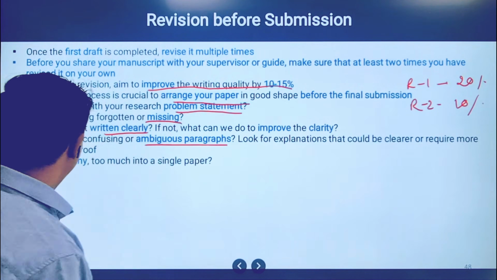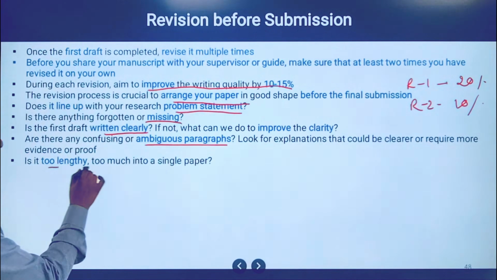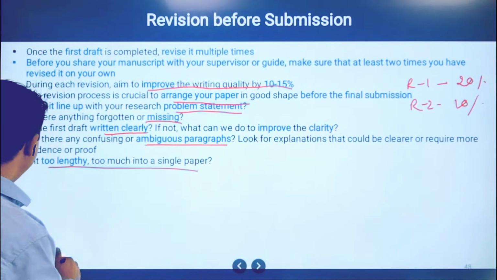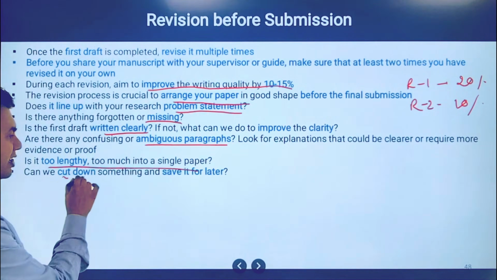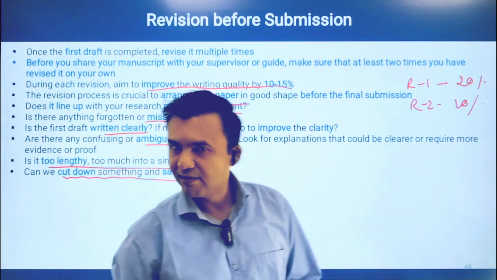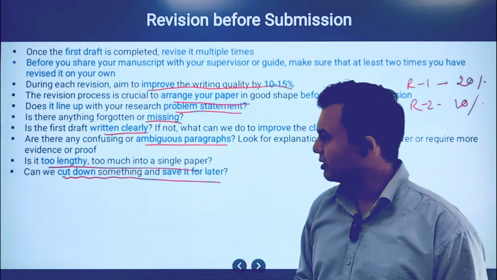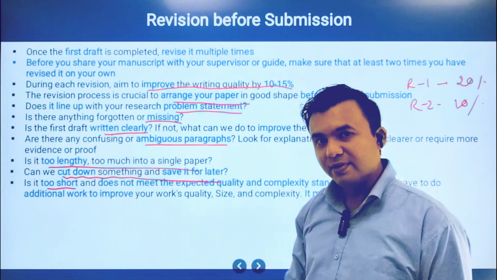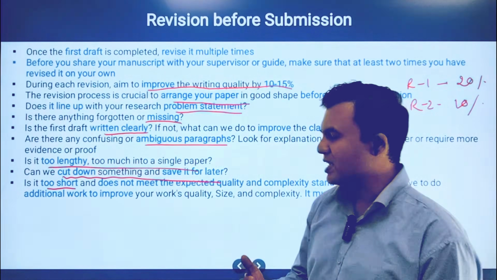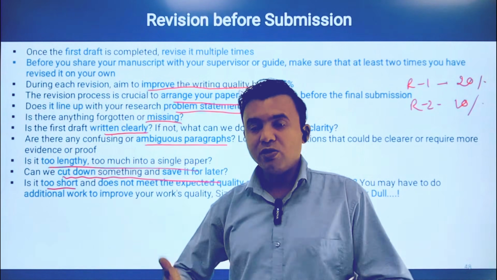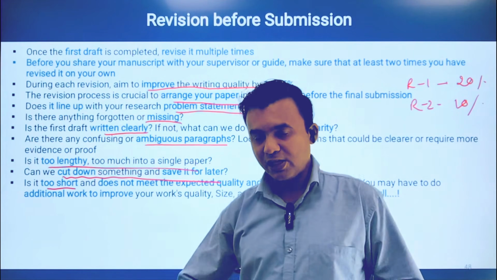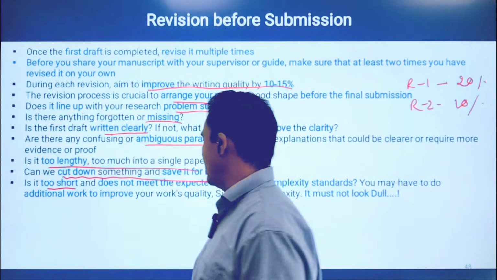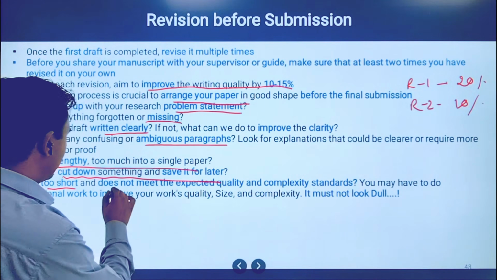Cut them loose. If it is too lengthy, shrink it, make it short. Can we cut down something which is unnecessary? Cut it loose, put it in some other paper, right? If it is too short, or very small in size, or maybe the work is not good, then do additional work, increase the size, and provide some solid outcomes, path-breaking outcomes, or the model.